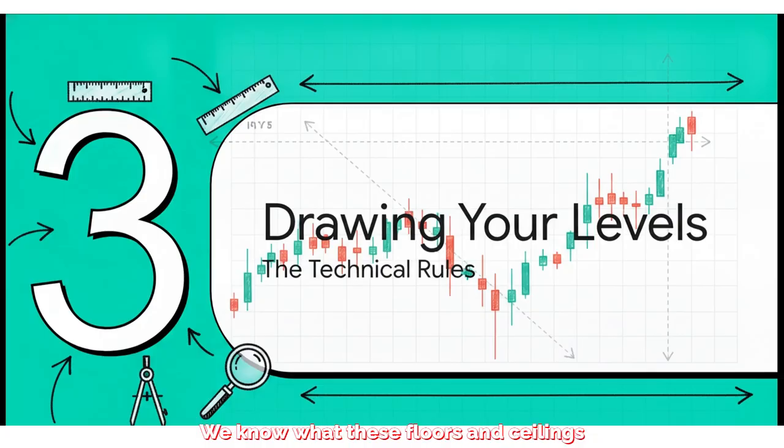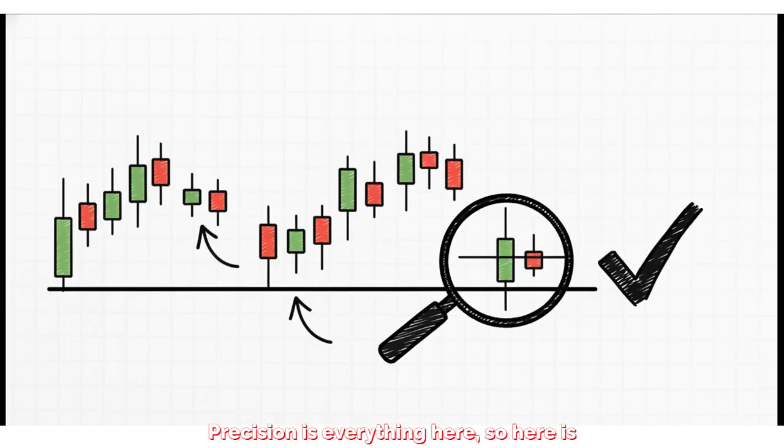Which brings us to Section 3, drawing your levels correctly. We know what these floors and ceilings are, so now we need some strict technical rules for actually mapping them out. Precision is everything here. So here's your framework for drawing flawless levels. Rule 1. Support and resistance levels are always horizontal, period. Rule 2. You need at least 2 distinct historical touches for a level to actually be valid. Third rule, always start your analysis on a higher time frame. A daily chart carries way more institutional weight than, say, a 5-minute chart.